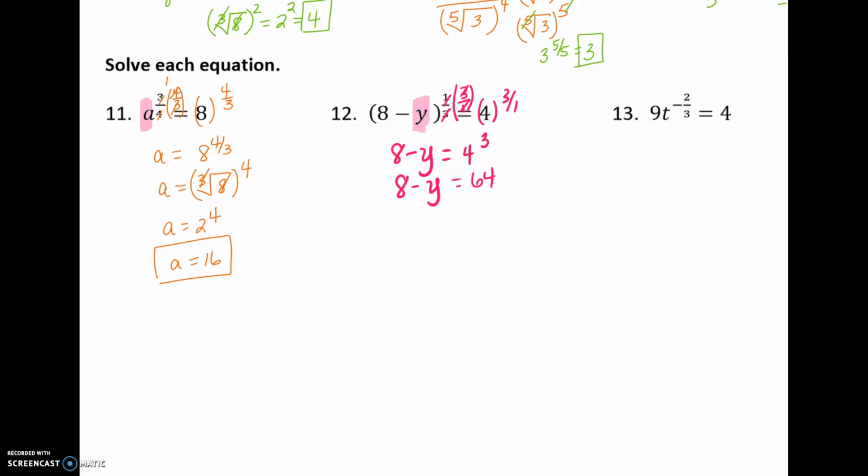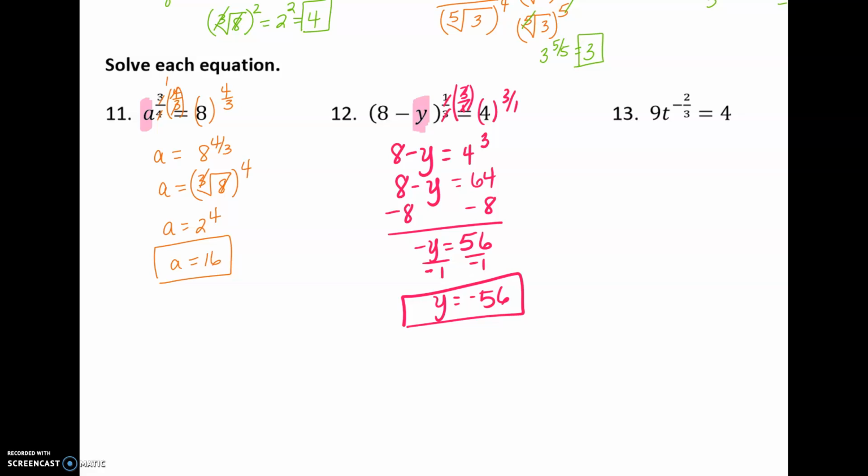Now I'm solving this just like a two-step equation, and I'm going to subtract 8, and I get negative y equals 56, and then I have to have a positive y, so I'm going to either multiply or divide by negative 1 and get y equals negative 56.